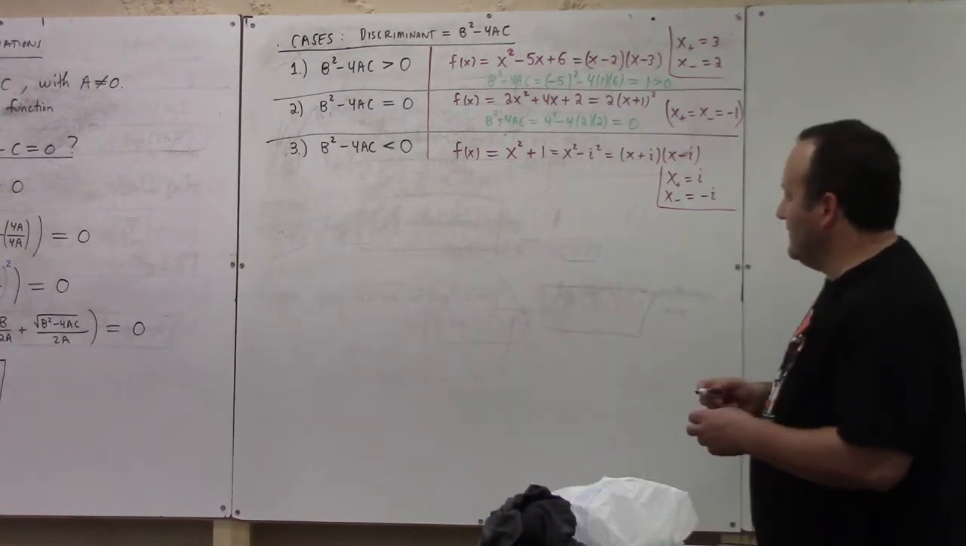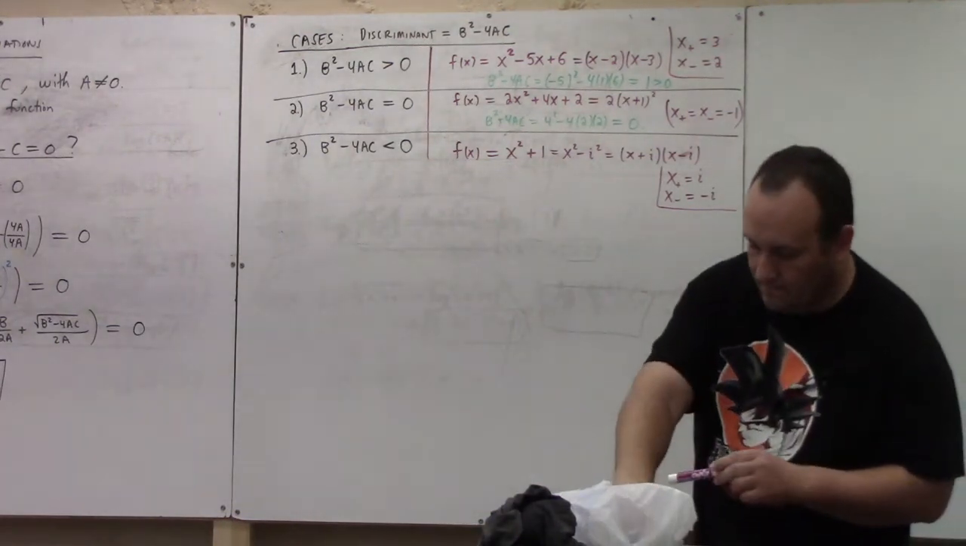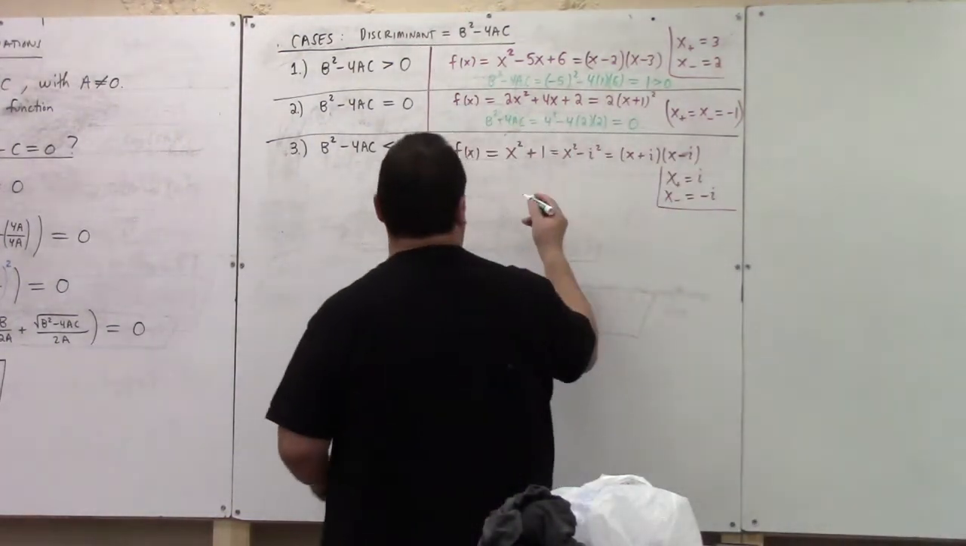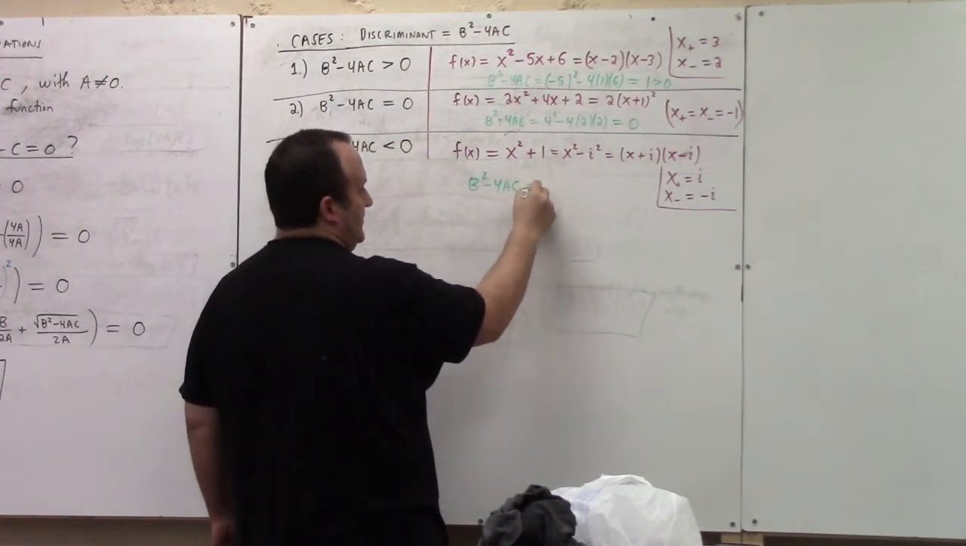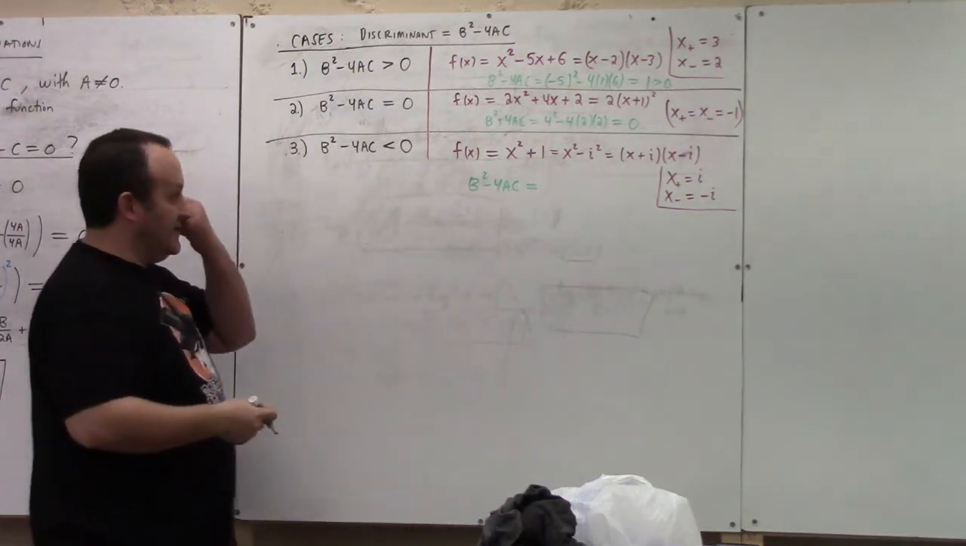The discriminant in this case is what? B squared minus 4ac. What's b? What's b in this example? Can you guys tell me?